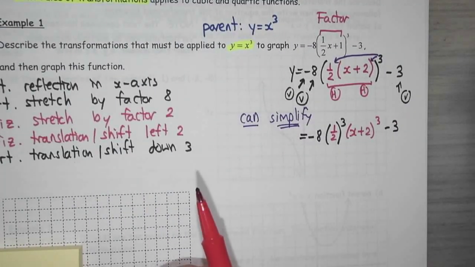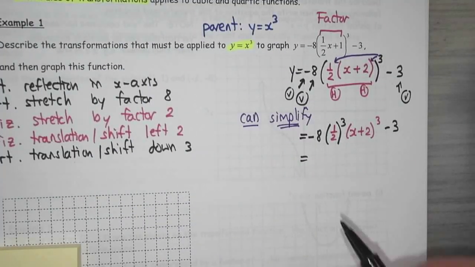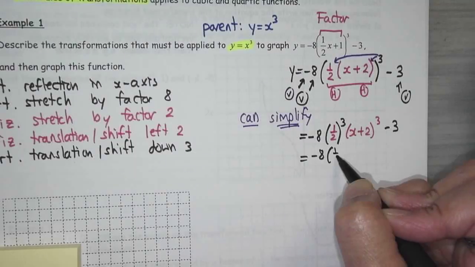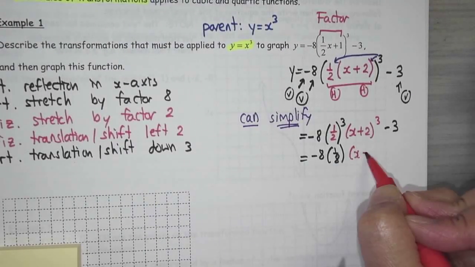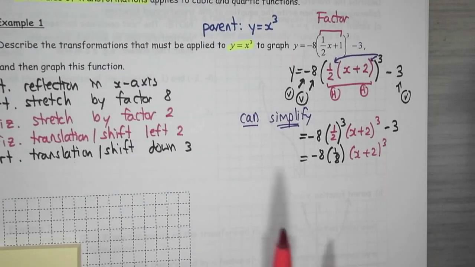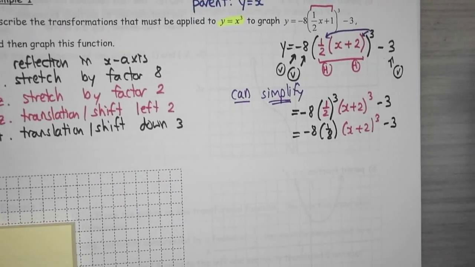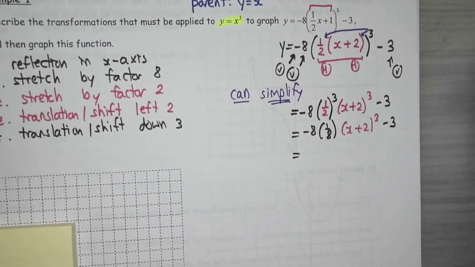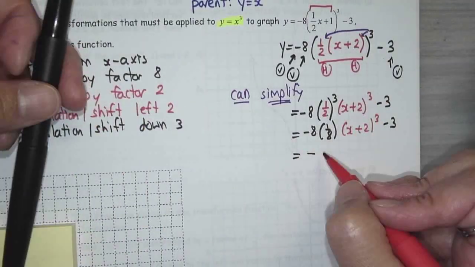We're good? Okay. Then, if you do this, what's 1/2 to the power of 3? 1/8. And then you're left with still this part here, still stays the same. Minus 3. Can you do one more simplification? Yeah. Okay, what's negative 8 times 1/8? Negative 1. And then you're left with still this horizontal.